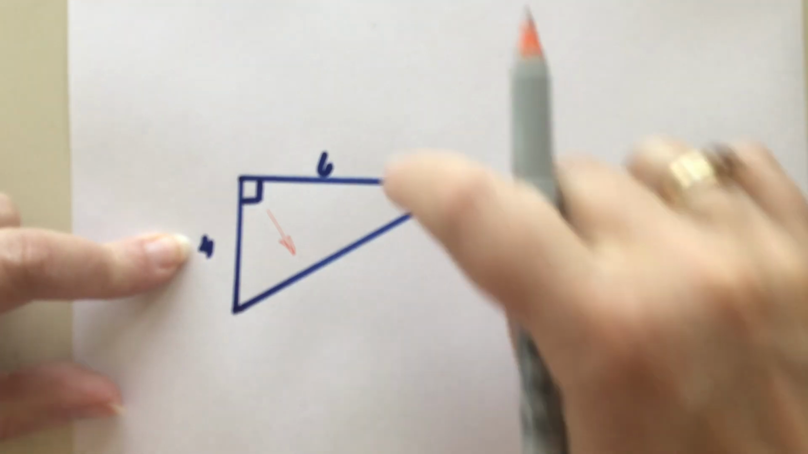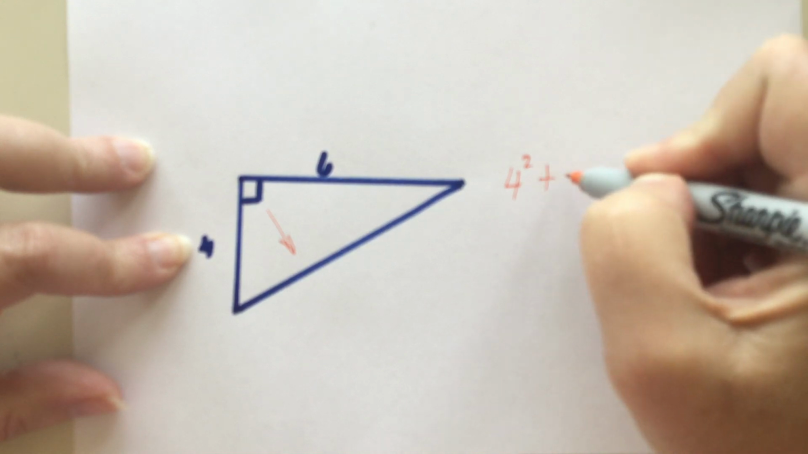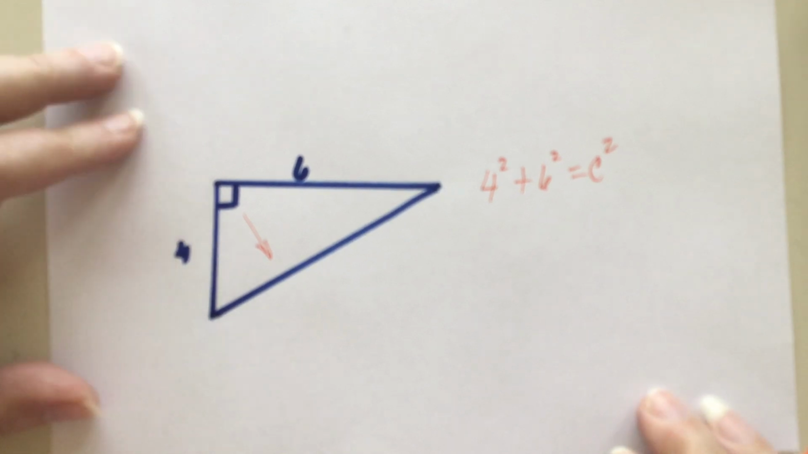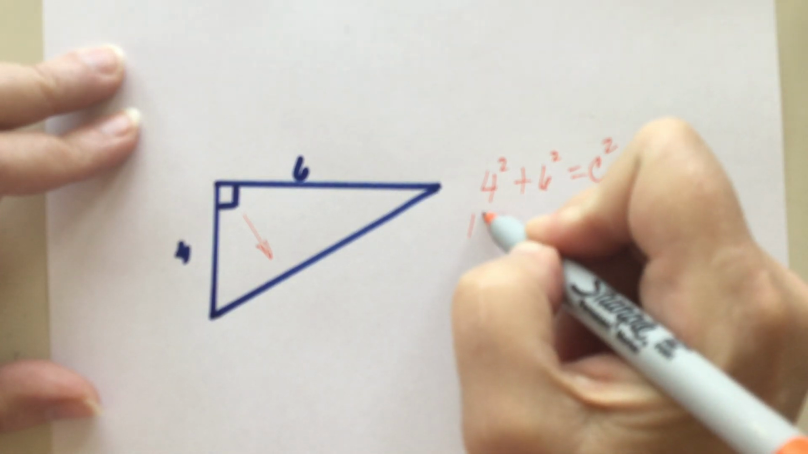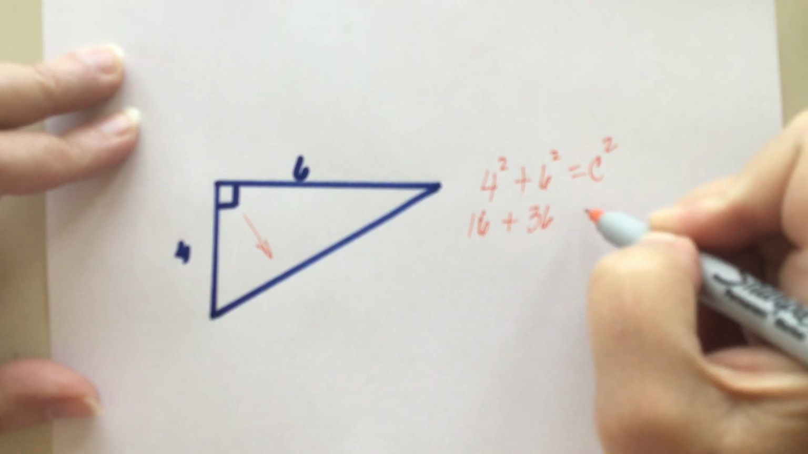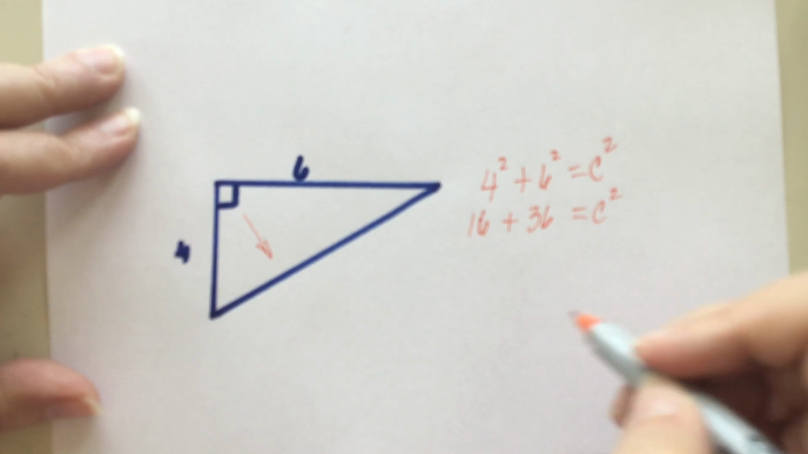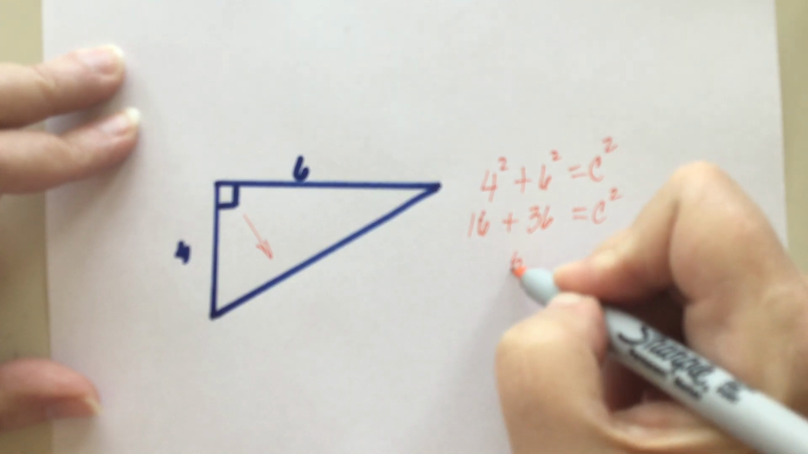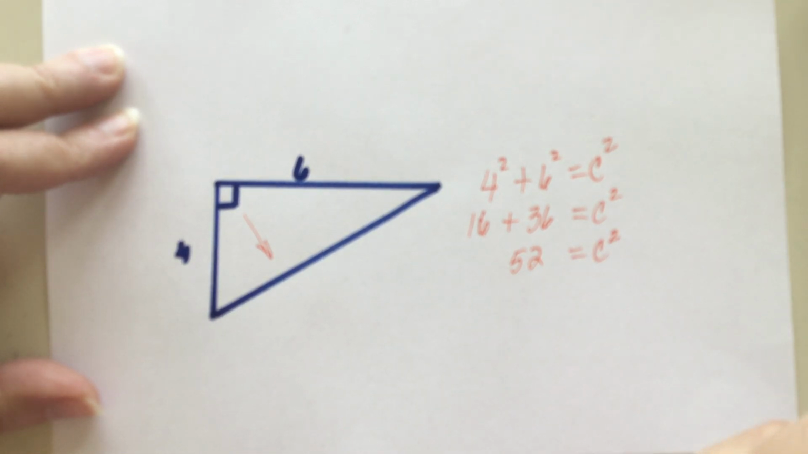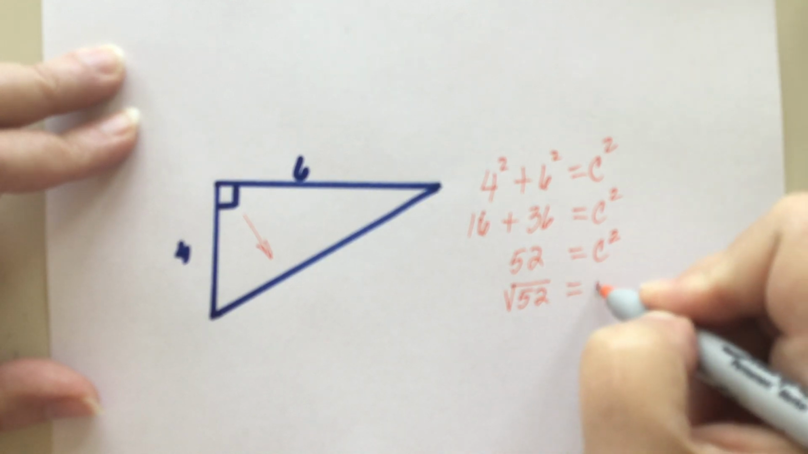This leg is 4, this leg is 6, so leg squared plus leg squared equals hypotenuse squared. When I work this out, I'm going to do the squaring. 4 squared is 16, 6 squared is 36. Together they add up to c squared. You add those together, that's 52 equals c squared. To undo squared, you find the square root, so the root of 52 equals c.